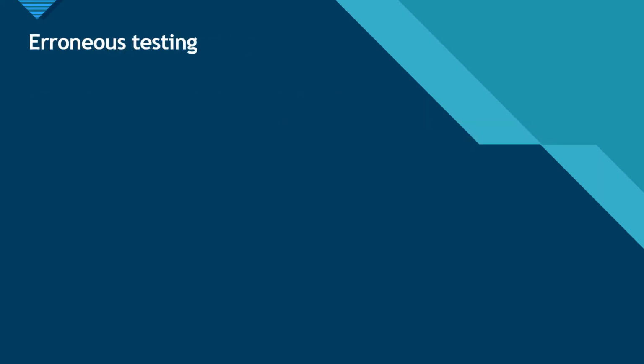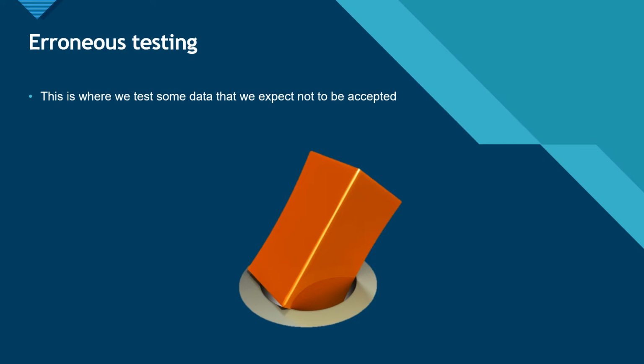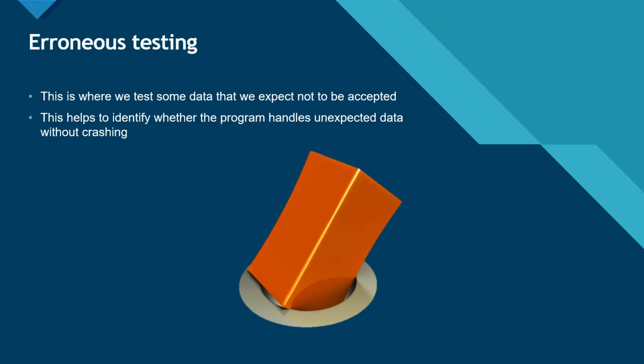Erroneous testing is where we test the program with data we do not expect to be accepted. This helps to identify that the program handles this kind of data without crashing.